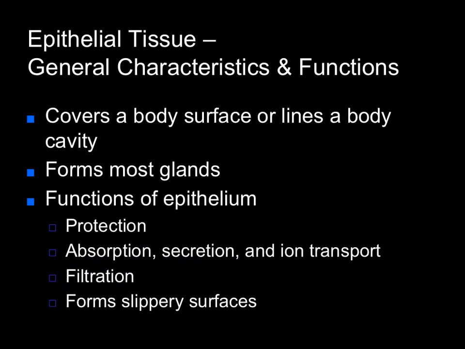There are some general characteristics for epithelial tissues. The first is that they cover a body surface or line a body cavity. So for example, the inside of your mouth is obviously a body surface and it's a lining. They are going to form most glands, such as your salivary glands, thymus gland, thyroid gland, is all going to be contained with epithelial tissues.